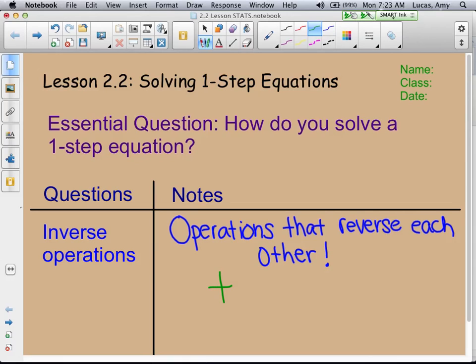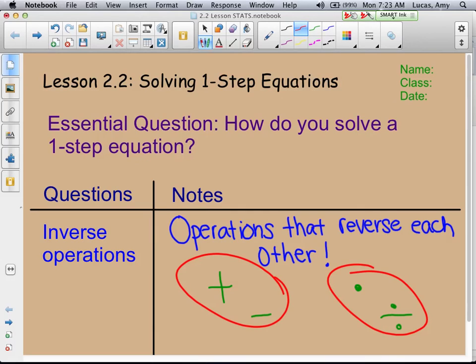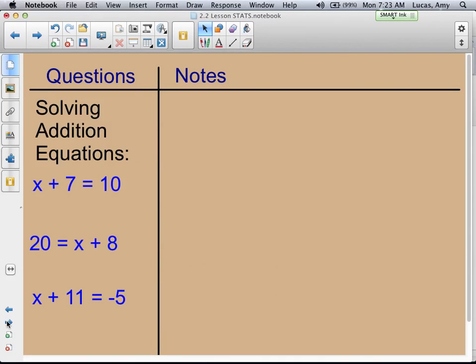So addition and subtraction, multiplication and division. Those are the inverse operations that we're going to be working with throughout this entire chapter. One-step equations. We are going to show you a couple of different methods that you can use for showing your work for solving equations. When you show your work, it's best to keep it organized just so that your teacher can figure out if you've made a mistake somewhere.